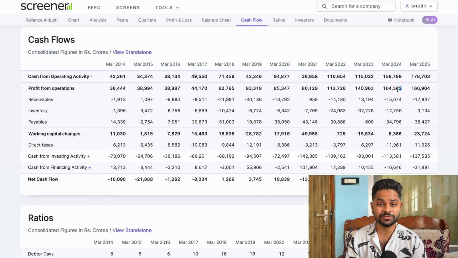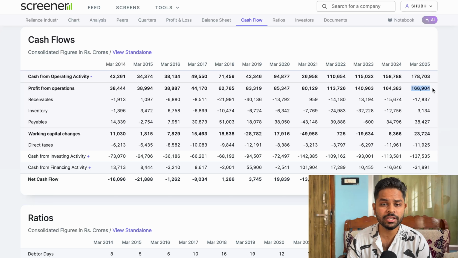This much money has come in from operations, right? Profit that came from operations. In March, it was 166,904. So nothing big changed, or nothing big increment. It was the same as last year, just a little bit higher. So this much money came inside Reliance Industries.